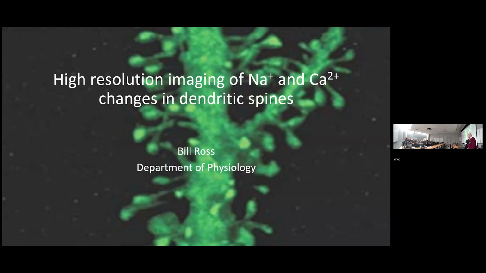You can read his biography along with others on the website after this is over. He's a professor in the Department of Physiology. He's done path-breaking work particularly with wide field microscopy. And today he's going to talk to us about high resolution imaging of sodium and calcium changes in tiny little dendritic spines.